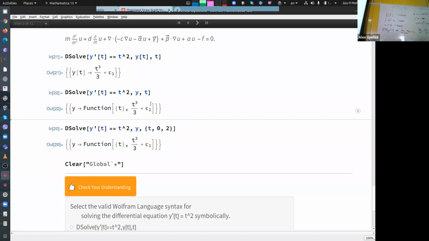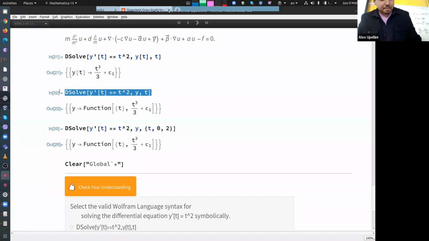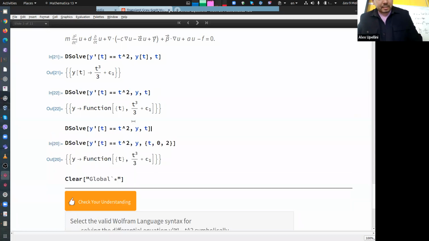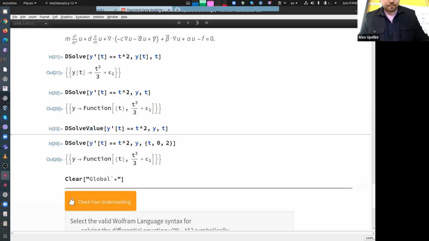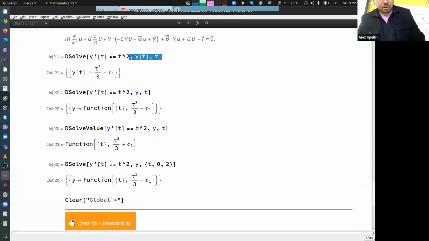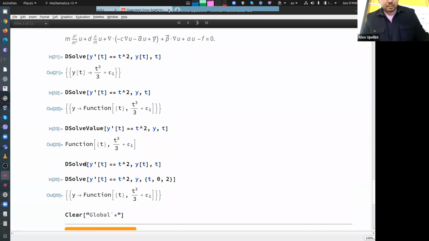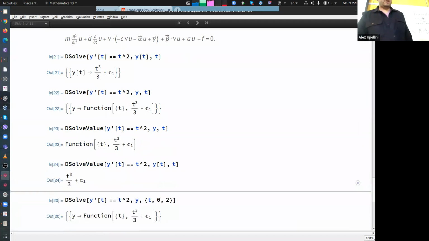Now, there's another thing I want to show you, which is DSolveValue. So I take the same code, but instead of using DSolve, I use DSolveValue. Okay, so I have 4 different values with this one.